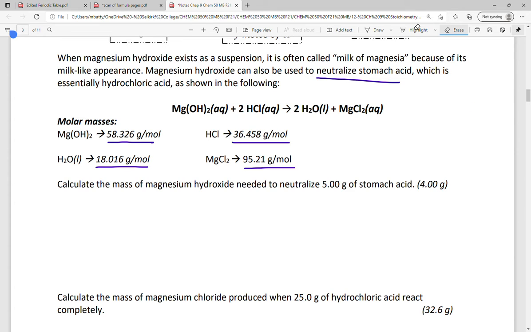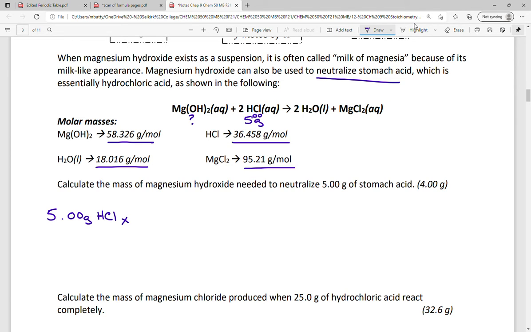And so this part says here, calculate the mass of magnesium hydroxide needed. So we want to know how much of this is needed if we have 5.00 grams of stomach acid. You'll notice how this is different. We weren't given number of moles. That's how this recipe works. It's between the number of moles of these molecules. So we're going to always start with what we know, which is 5.00 grams of HCl.